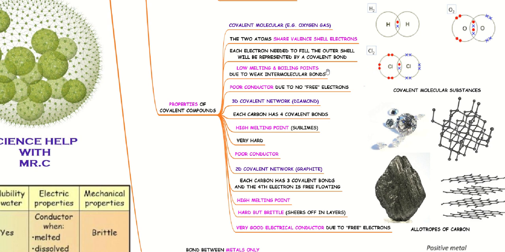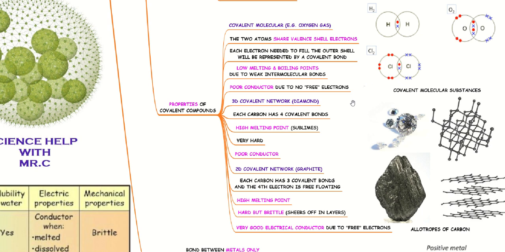Okay, covalent molecular compounds are poor conductors because the electrons are all held up in bonds. Right? They have a very low melting point and a low boiling point because these molecules, although they're very hard inside, they've got very weak bonds between them. And when those weak bonds are broken, what we call the intermolecular bonds, the individual molecules are able to separate.